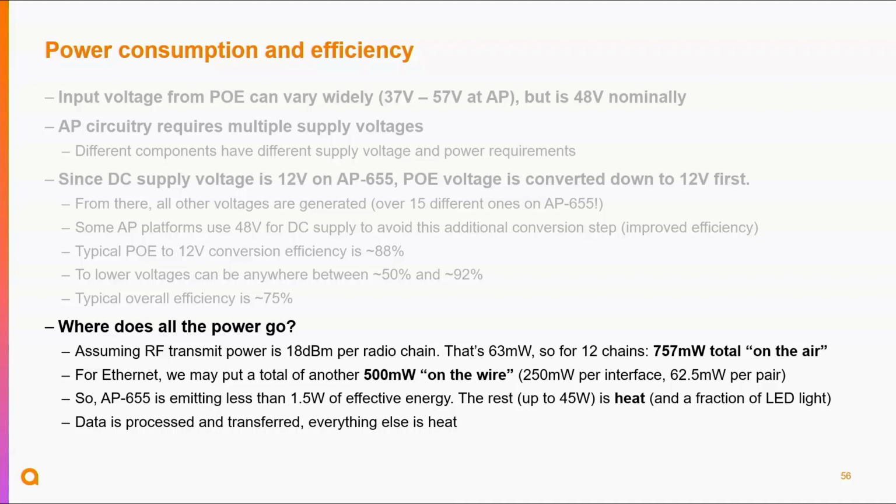Not even 1 watt. And on an Ethernet, we may put another half a watt or so on the wire. All the other energy that we pump into that AP, all that 41 watts, is just heat. So in the end, all we do is process data and transfer data, everything else becomes heat. And actually, that RF energy, over time, turns into heat as well. Ultimately, everything becomes heat, right? It becomes thermal energy.